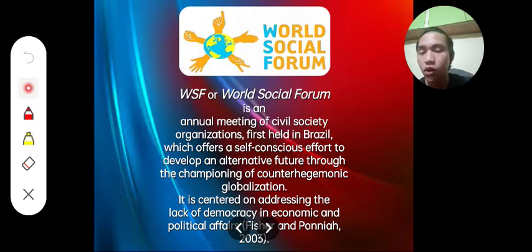Next is the World Social Forum. The WSF, or World Social Forum, is an annual meeting forum, an annual society organization first held in Brazil, which offers a self-conscious effort toward development and an alternative future through championing counter-hegemonic globalization. It is centered on addressing the lack of democracy in economic and political affairs, according to Fisher and Ponniah, 2003. Its main role is to address democracy, or again equality or equity, in a certain country.